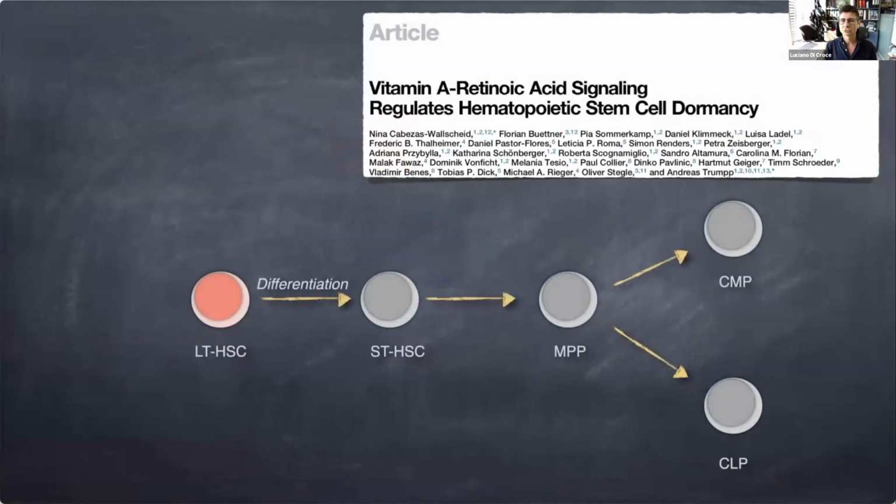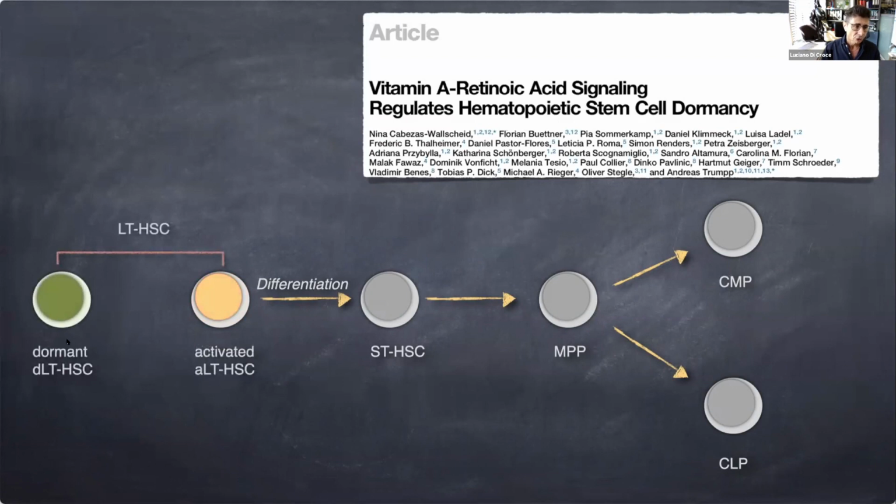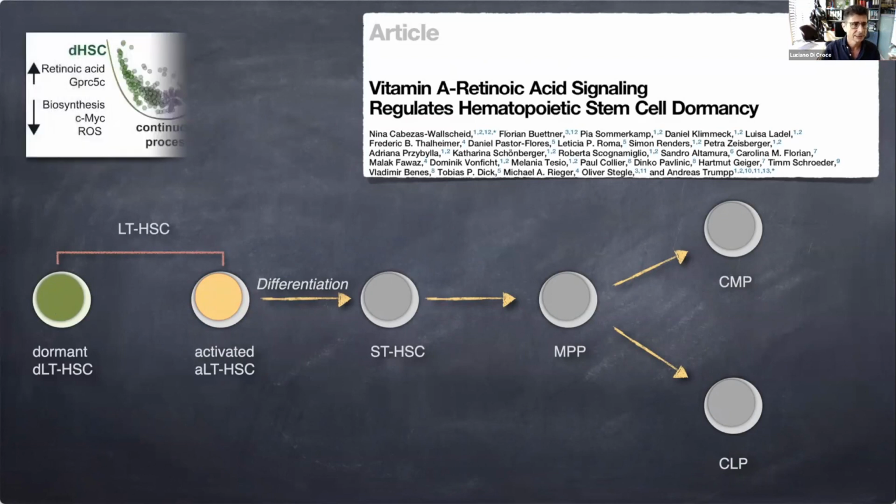But this also recalls to our mind the work which was recently published by Andreas Trumpp. What he found in his study is that the cells that we call the long-term hematopoietic stem cells can actually be subdivided into two types: dormant long-term hematopoietic stem cells and activated long-term hematopoietic stem cells. And interestingly, in the work from Andreas Trumpp, the differences between dormant stem cells and activated stem cells are listed up here.